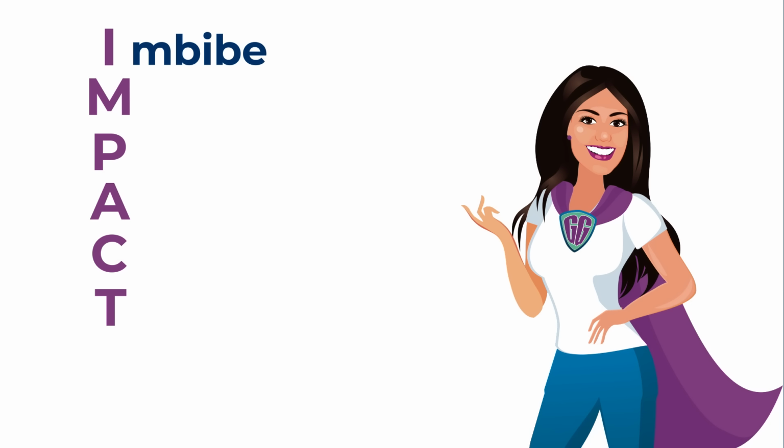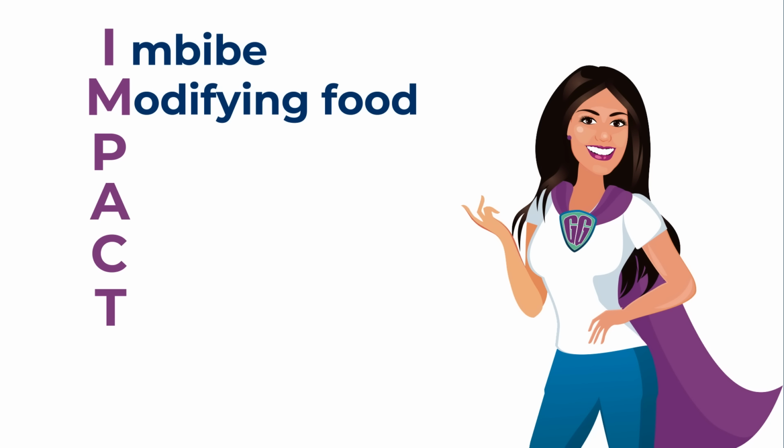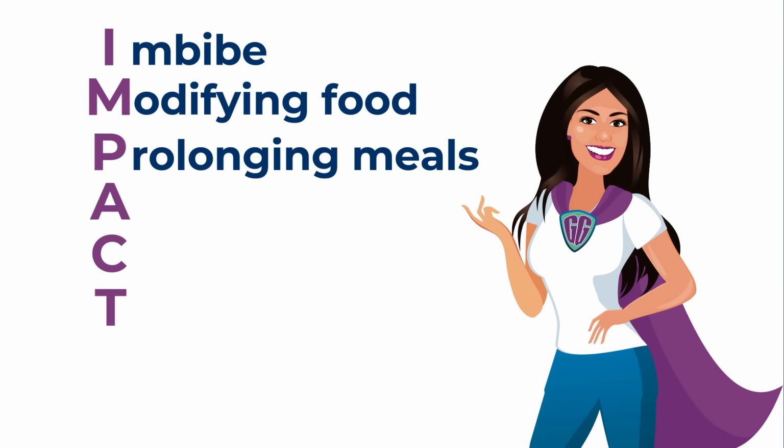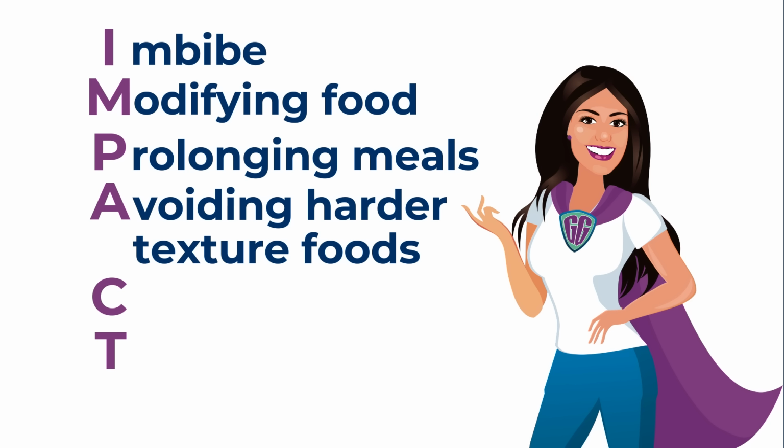So I stands for imbibing fluids, so using fluids to pass the food down. M is modifying the nature of food you're eating, so perhaps avoiding certain textures like hard breads, pills. P stands for prolonging the time you're eating, so taking way longer than perhaps you used to take before, or being the last one at the table. A, again, references the avoidance of certain food groups or textures. Again, if it's breads or hard meats, steaks.